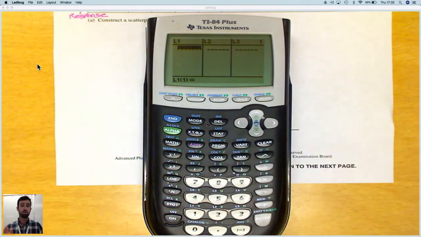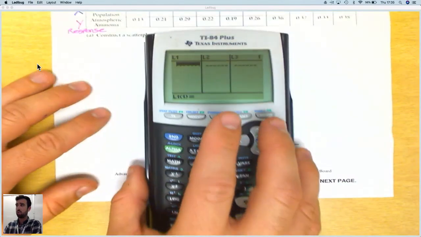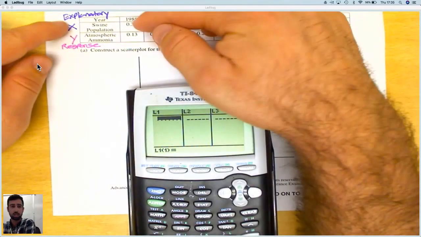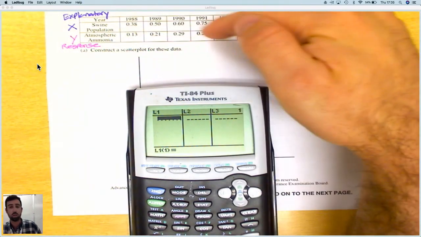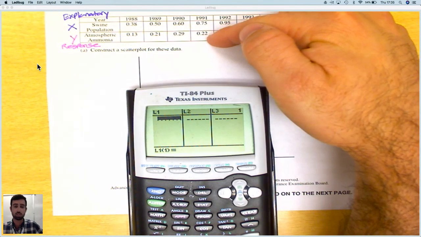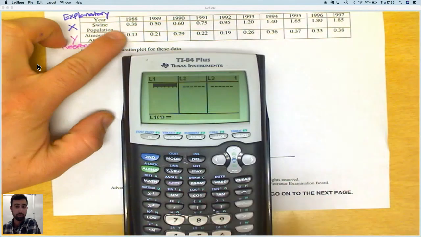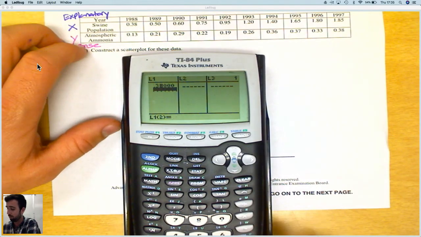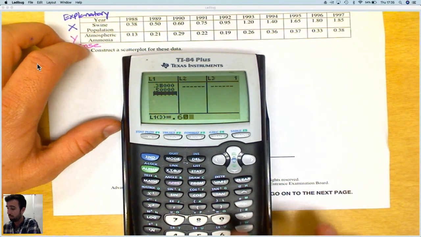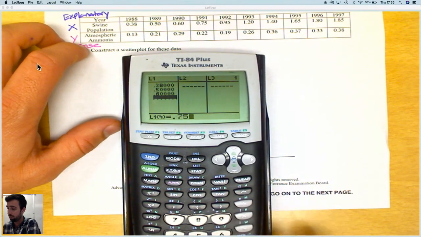Now, this is very important for scatterplots. Because each data point is associated with an X and a Y, you have to enter your data in order. You can't just go all over the place, because then this X might be associated with this Y, and that's not the case. So I take my time. I don't like to rush it. I do 0.38, enter, 0.50, enter, and I keep going until I have all the data points in there.